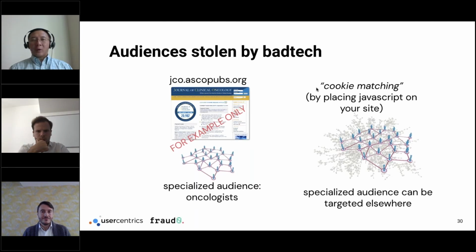So previously, prior to ad tech or programmatic ad tech, they would all go to this medical journal site, Journal of Clinical Oncology. And so that's the only place that marketers can reach this audience of oncologists by showing them ads there. But when I say at the top of the slide, audiences are being stolen by bad tech, what that means is that we're using cookies to match these users that visited JCO and show them ads when they appear on other websites. Okay, so let me take a step back and reiterate this process.